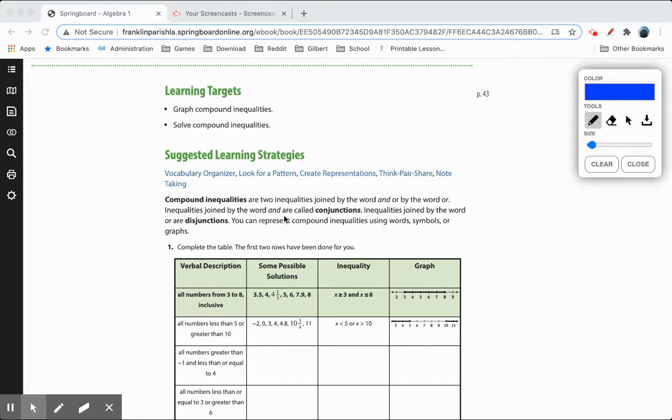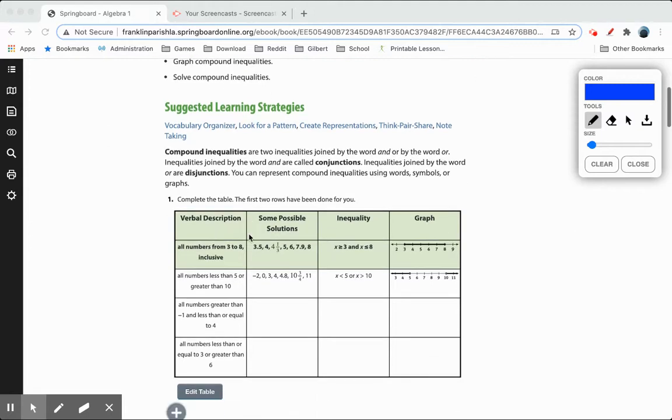Inequalities joined by the word and are called conjunctions. So they are joined together, they include the numbers between each one of them. Inequalities joined by the word or are disjunctions. So they're kind of separated. One is going one way and the other one is going the other way. They don't include the numbers between them. They include the numbers that are going the opposite directions, which we'll see in just a second.